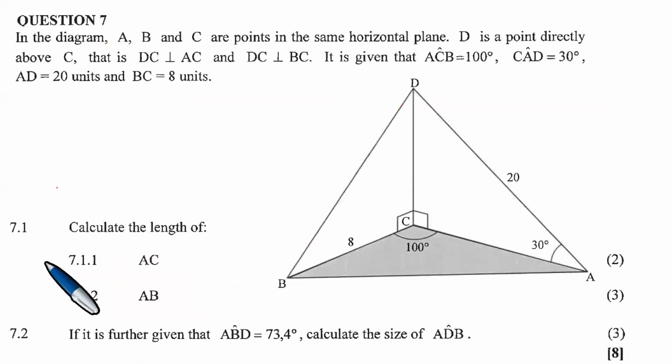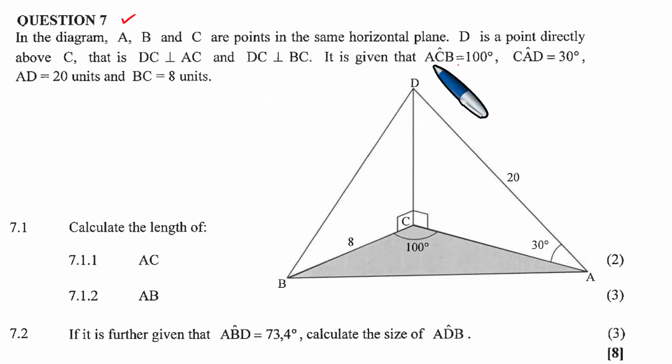We proceed to a past examination question that seeks to apply the rules we've learned thus far. In the diagram, A, B, and C are points in the same horizontal plane. D is a point directly above C. That is, DC is perpendicular to AC, making an angle of 90 degrees, and DC is perpendicular to BC.